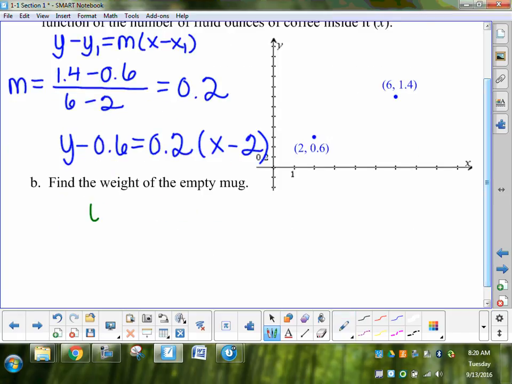We're going to go through. This is going to be y minus 0.6 is equal to 0.2. The x right here represents the number of ounces in it. So we're going to replace that with a 0. Now go through and finish solving this out on your own. And I'll send you out the question through the calculators.